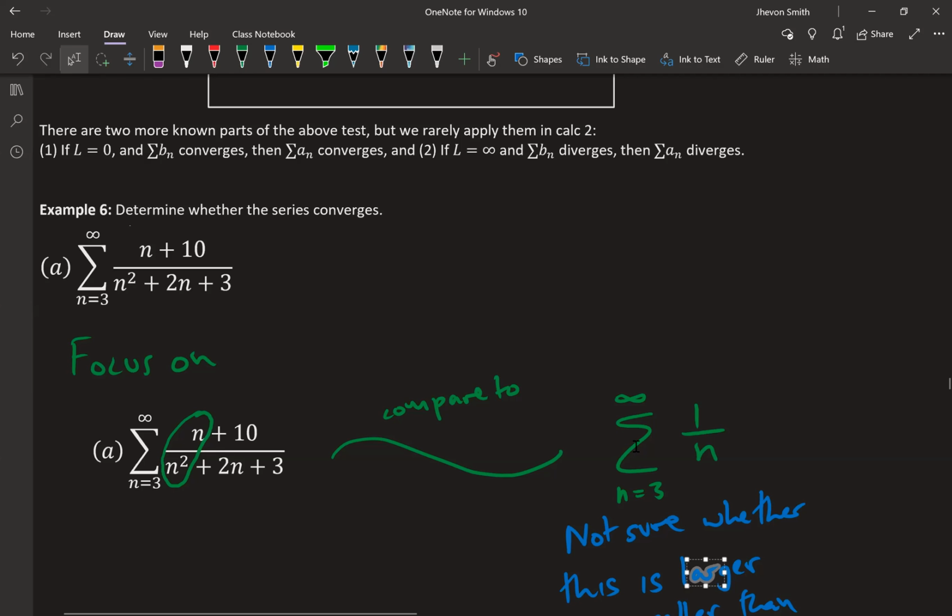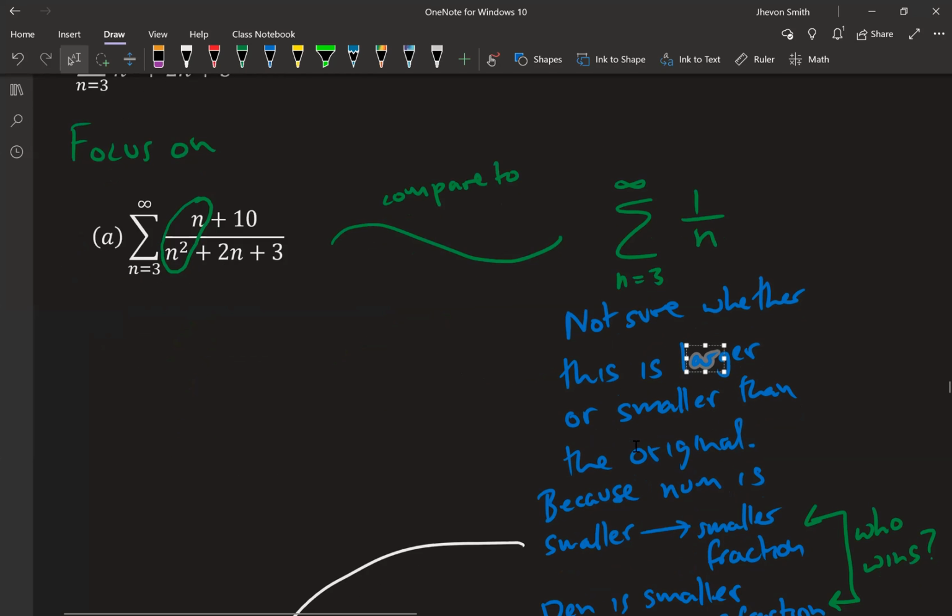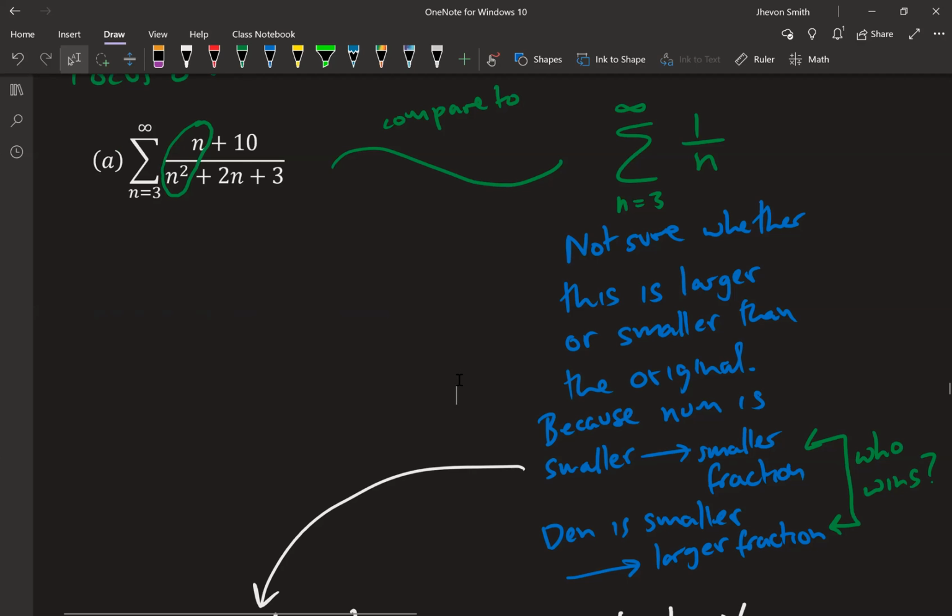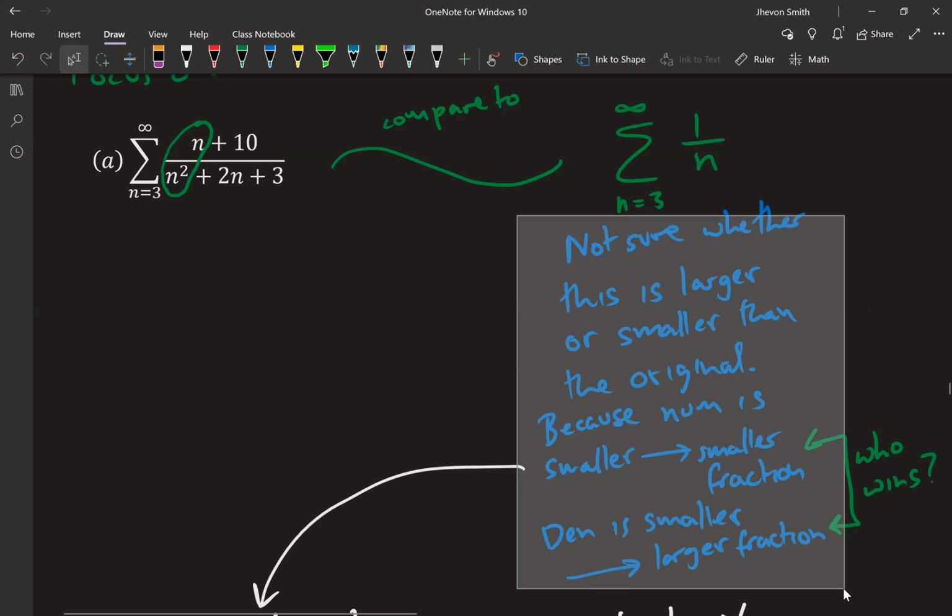Why couldn't we use the direct comparison theorem like in this problem? And how come in the last problem we didn't use the limit comparison theorem? Because of reasons that I explained here in blue. I'm not sure whether this is larger or smaller than the original because the numerator is smaller in the smaller fraction, while the denominator is smaller in the larger fraction.